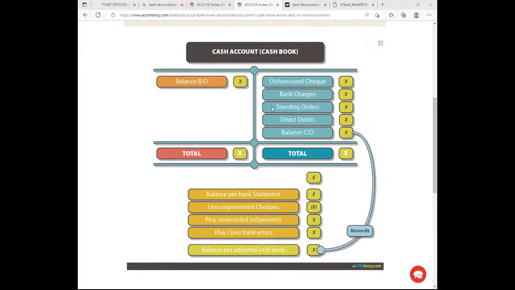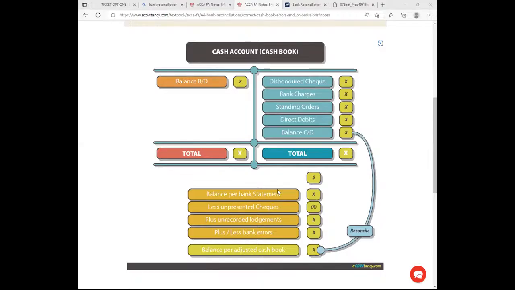If there are any standing orders that I had put in place, but of course I may have forgotten about them. Now that I've gotten the bank statement, I'm able to see the standing orders. I must reduce standing orders automatically from my cash book. And then of course we have the direct debits, and any errors have to be adjusted there. Using the totals, you'll be able to get the balance carried down on this side, ladies and gentlemen.